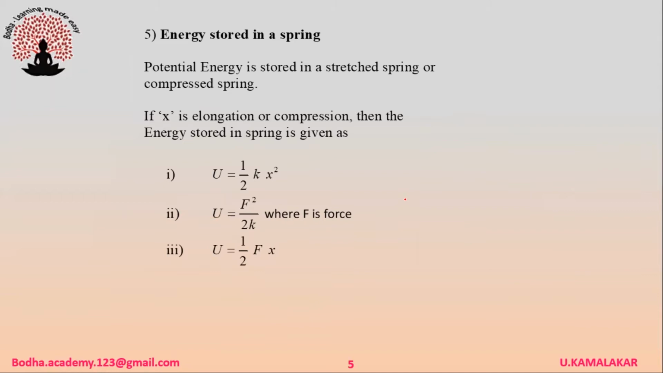Energy stored in a spring. When a spring is stretched or compressed, potential energy is stored in it. If x is the elongation or compression in the spring, then the energy stored in the spring is given as U equals half k x square. This formula can also be expressed as U equals F square by 2k, where F is force, and U equals half F into x.